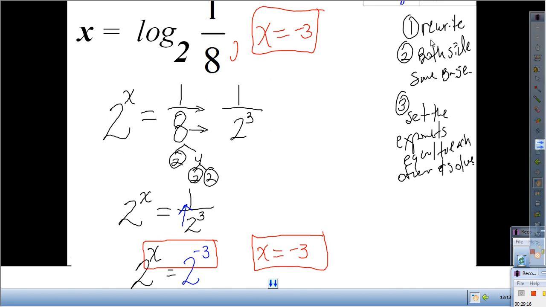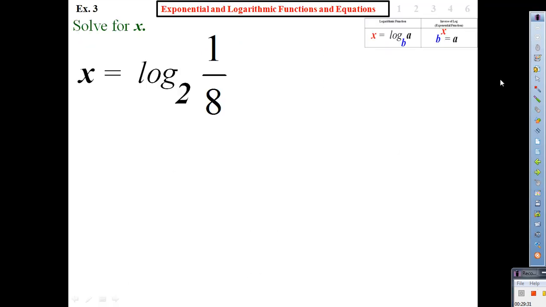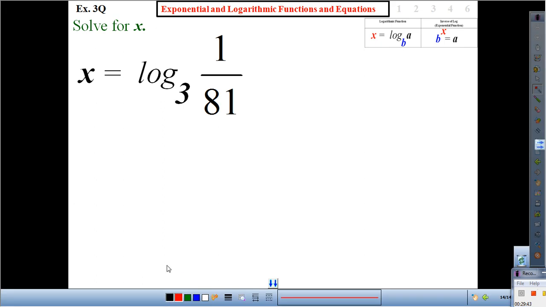So let's see the process again. Number 1, we need to rewrite it as an exponential expression, an equation or function. Make sure both sides have the same base, and then at the end, set each of the exponents equal to each other and solve. All right, let's see, you do one. Example 3Q. Solve for x. We have x equals log base 3 of 1 over 81. Okay, step 1, rewrite it. What is our base? 3 to the x power, and all that equals 1 over 81.